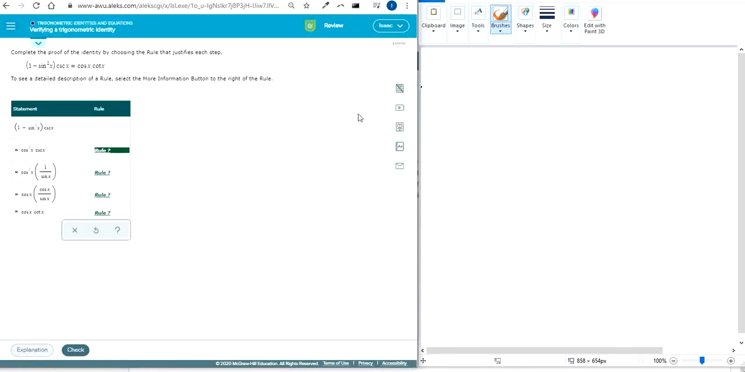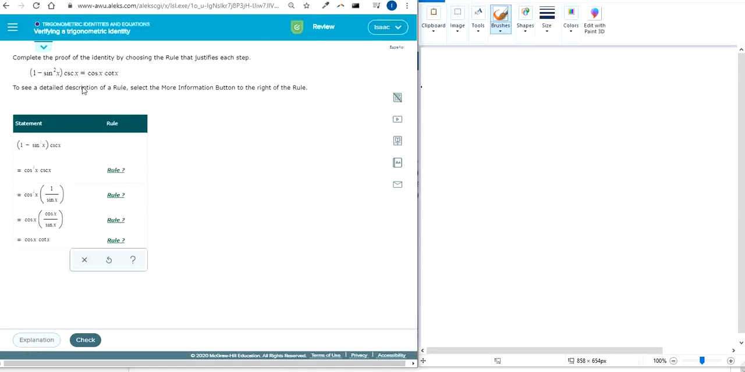Okay, so we're asked to complete the proof by choosing the rule that justifies each step. So for this problem, we're just filling out this rule column. If you look at the first row and the second row to see what's changed, 1 minus sine squared x changed to cosine squared x.